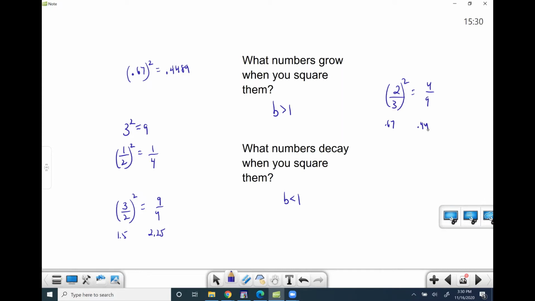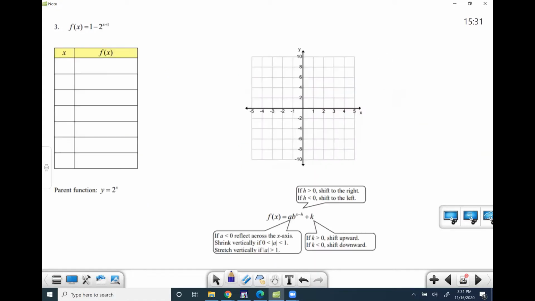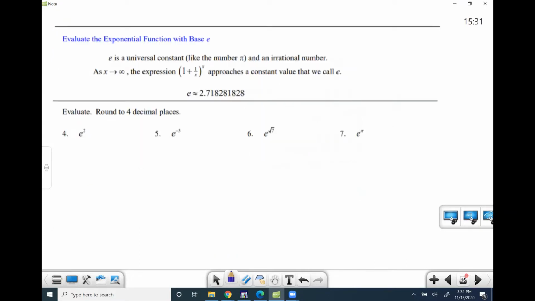Cool. Now, they also make sure it's bigger than 0, because remember, we're not allowed to have negatives, you guys. And we're not allowed to have 1. So that's all kind of stated right here on this page. It says, maybe it's not stated.